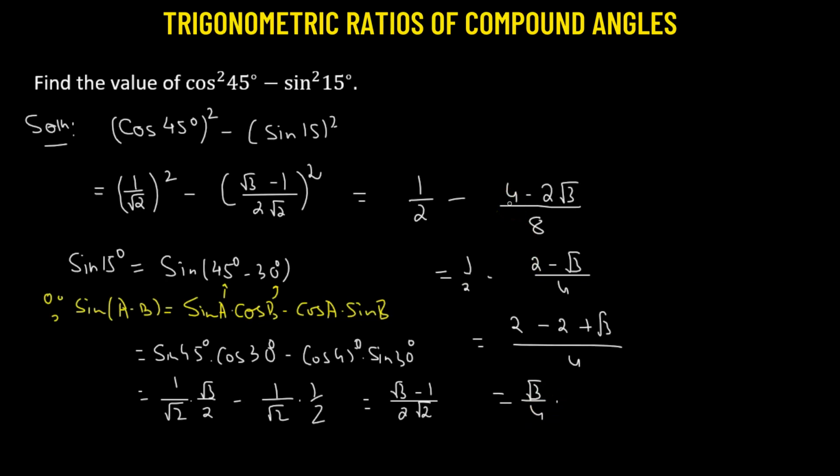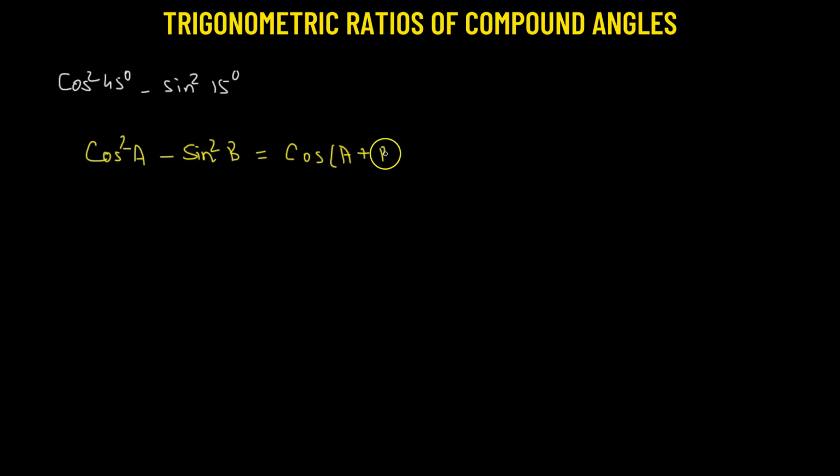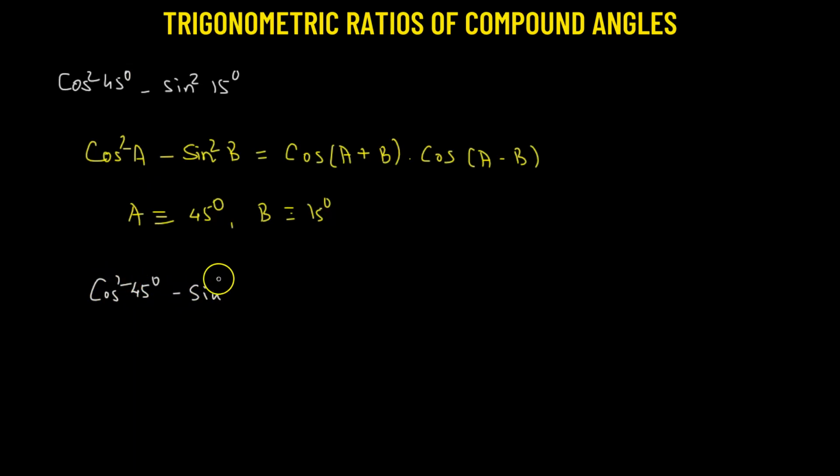Next, we'll use method number 2, where we can use the standard trigonometric identity. Let's do that. Here, we're going to use the fact that if we have cosine squared A minus sine squared B, this can be also expressed as the product of cosine of A plus B multiplied to cosine of A minus B. So in our case, if we consider A to be 45 degree and B to be 15 degrees, then we get cosine squared 45 degrees minus sine squared 15 degrees.